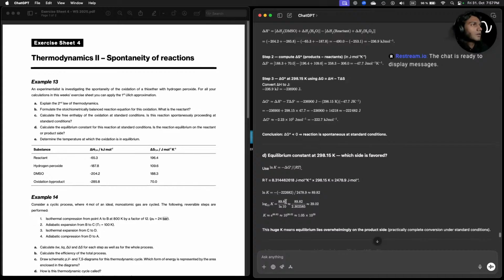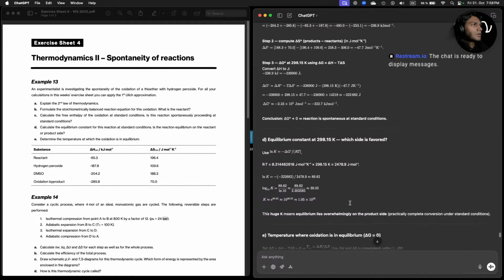Oh, what have you done? This huge K means equilibrium lies overwhelmingly on the product side. Overwhelmingly. Damn, some tough words, eh? Some tough words.